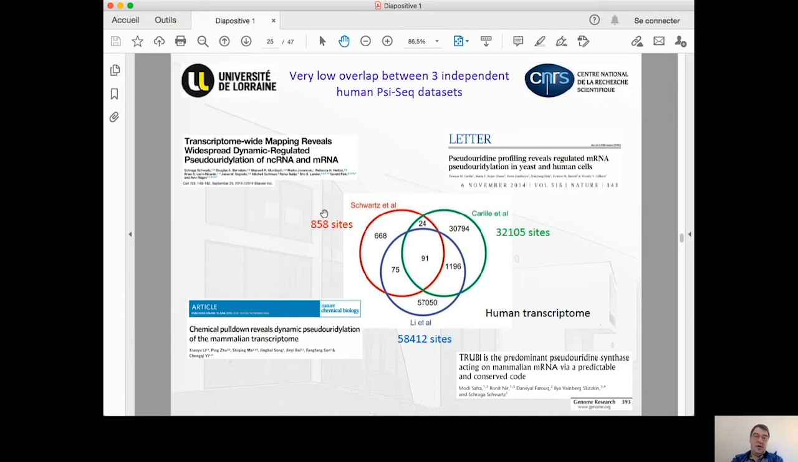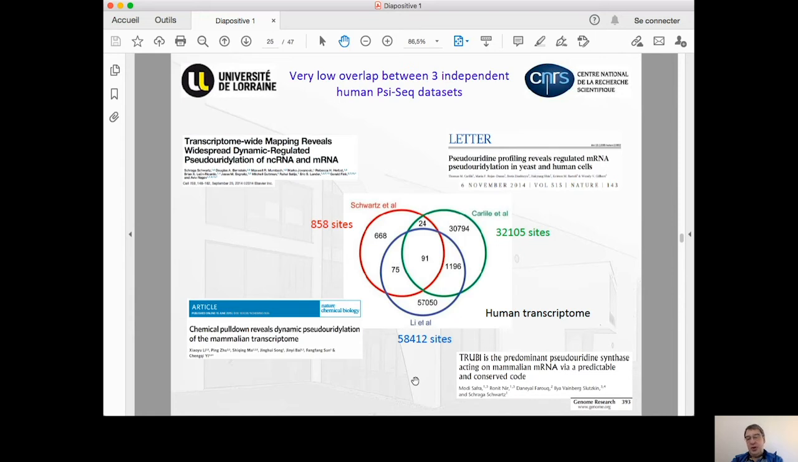So from less than 1,000 sites found in one publication to 30,000 in another one, and up to 60 in the third. So there is very modest overlap between common sites. About 100 sites were found in common. How to explain this discrepancy?